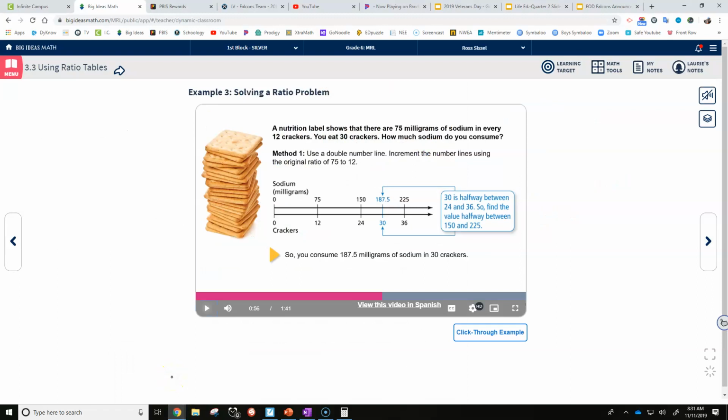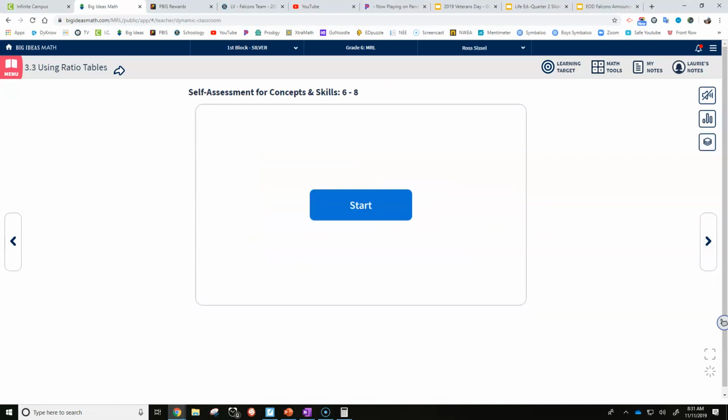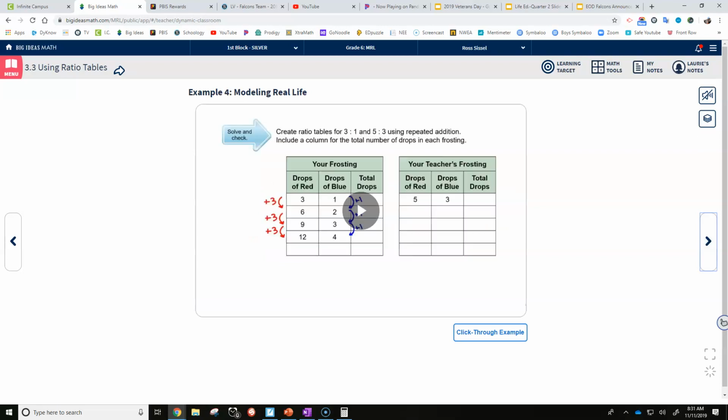Follow along in your notes and fill in the notes as they do this. And we'll be done.